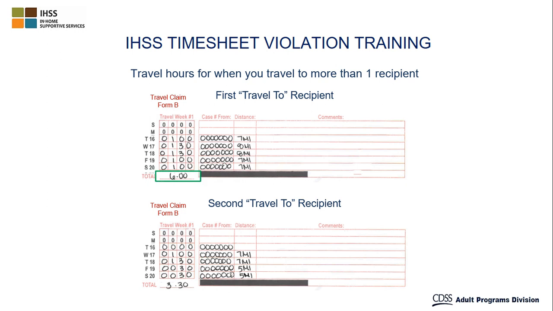For the same pay period, the provider has claimed 3 hours and 30 minutes of travel time hours for the second travel claim form. When the 6 hours are added to the 3 hours and 30 minutes, the total for travel week 1 is 9 hours and 30 minutes of travel time hours. Since this is more than the 7-hour travel time limit, a violation is triggered.